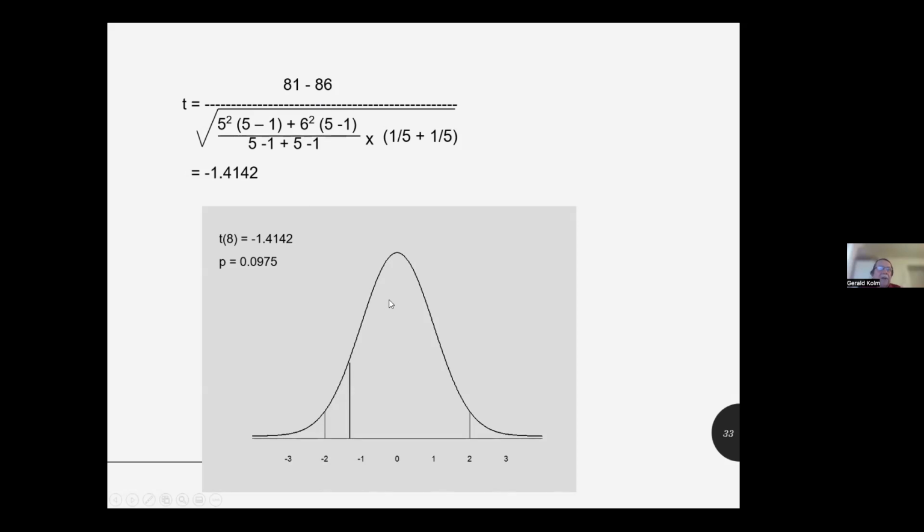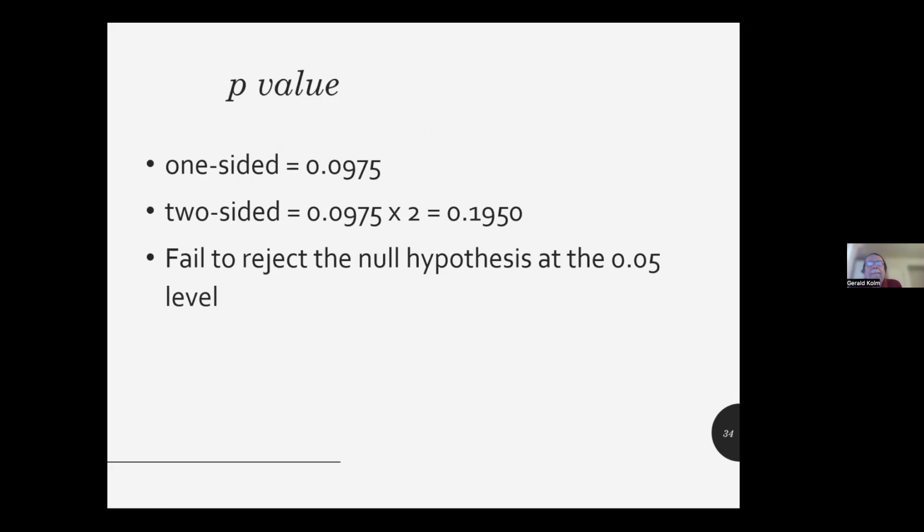And so then we have a decision to make. Are we going to call this statistically significant or not? Well, again, I say it depends on which you're going to use as your cutoff for the alpha error. And so our calculation here is for what we call a one-sided test, 0.0975. If we do a two-sided test, then it's just 2 times that, and we get 0.1950. And so in this case, we would fail to reject the null hypothesis at the 0.05 level.